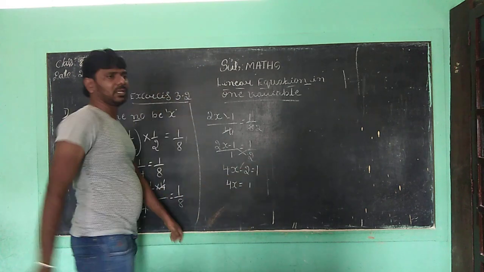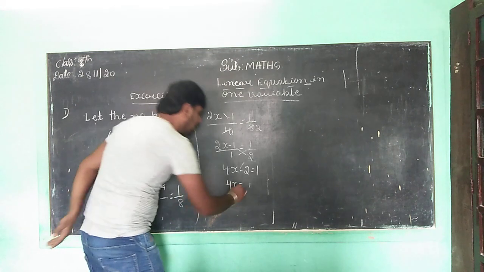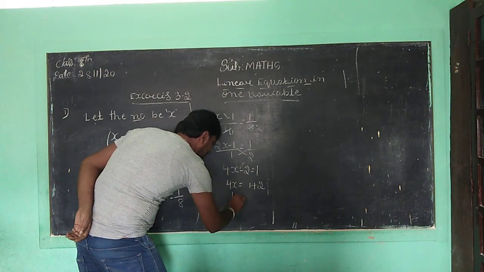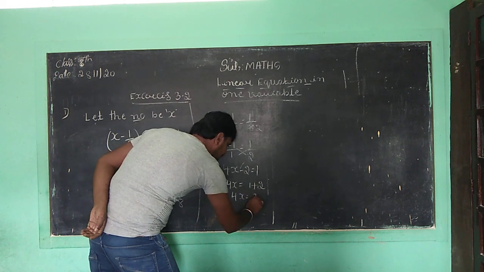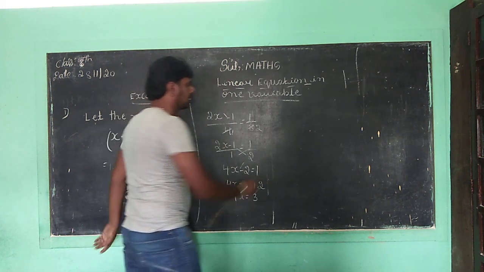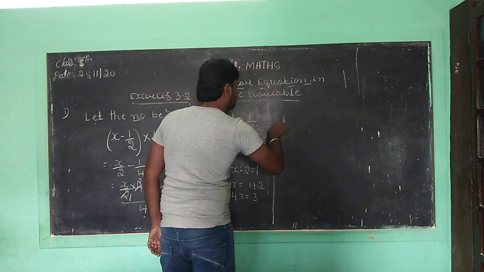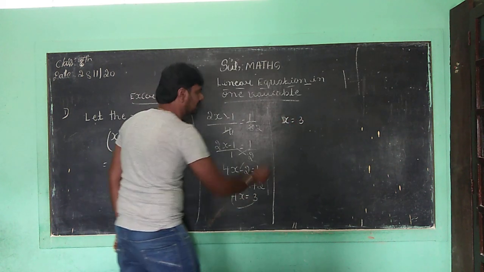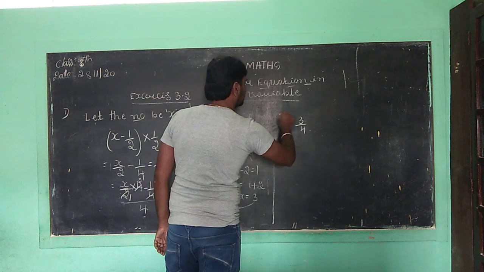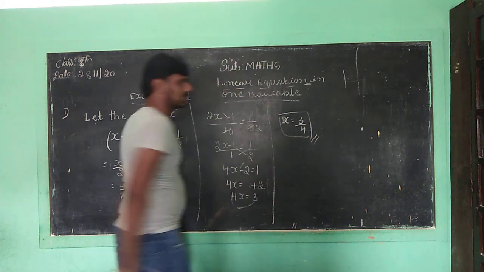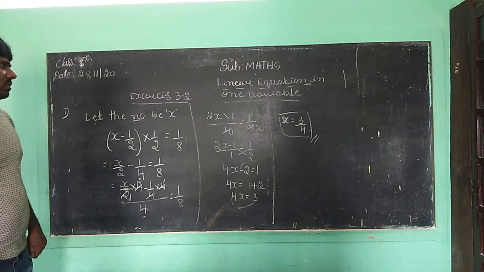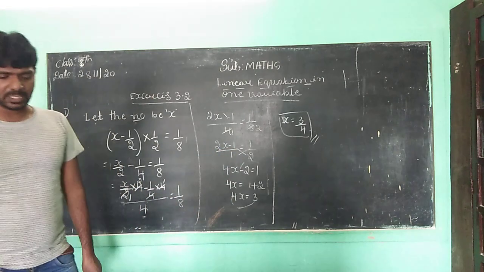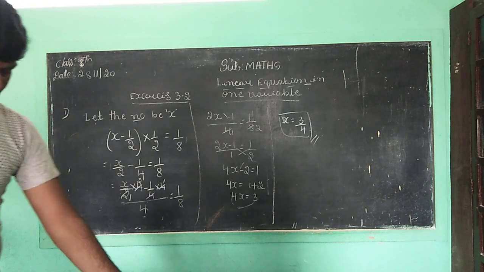This minus 2 will come to the right hand side as plus 2. Correct children? 4x is equal to 1 plus 2 is 3 children. Now we want to write x is equal to 3 by 4. This 4 will come into the denominator, that is x is equal to 3 by 4. Correct children? This is the correct answer, not 1 by 2. So x is equal to 3 by 4 children. That is, you want to correct this. You understood, children?